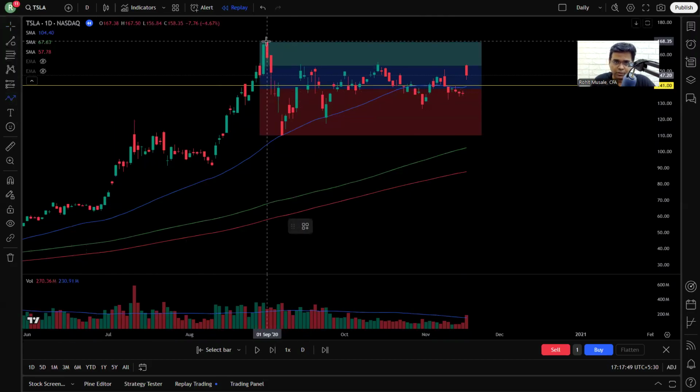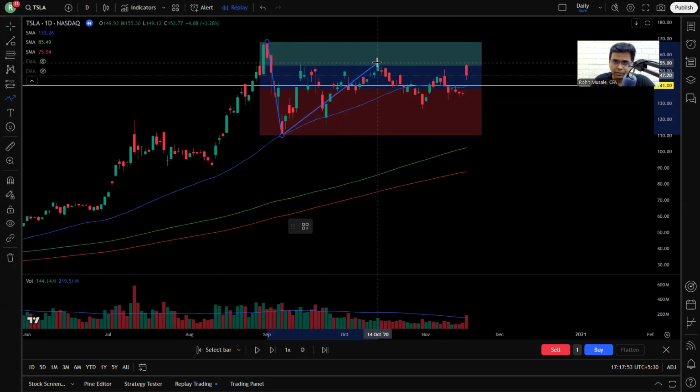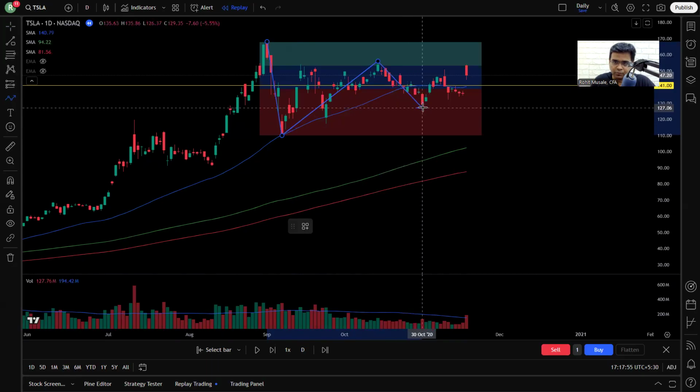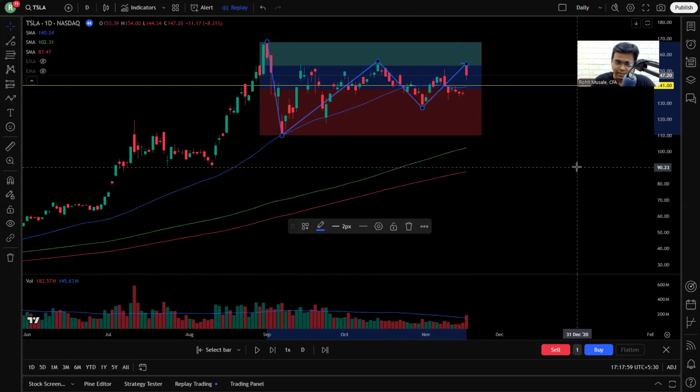So, this is point 1. That's point 2. That's point 3. That's point 4. And that is point 5. Agreed? As per this diagram.